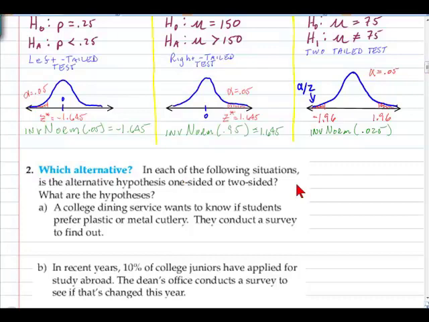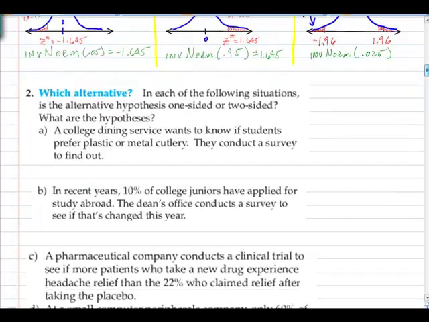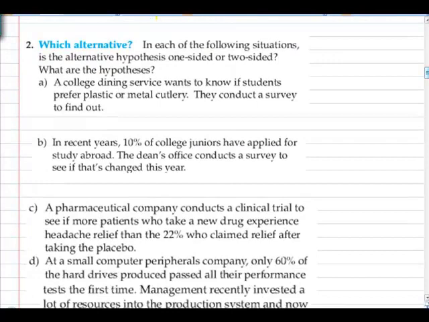In this question it says, in each of the following situations, is the alternative hypothesis one-sided or two-sided? And then what are the hypotheses? So we're going to practice writing null and alternative hypotheses. Part A here says, a college dining service wants to know if students prefer plastic or metal cutlery. They conduct a survey to find out.